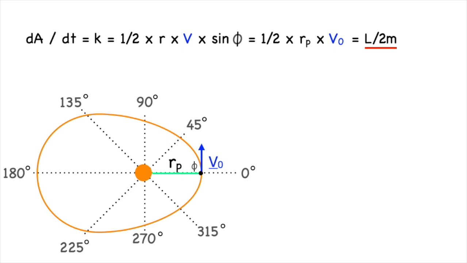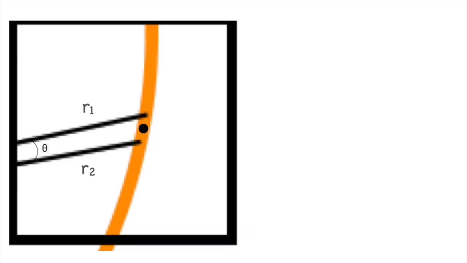And L divided by 2m reminds us that we can think of k being constant as a consequence of the law of conservation of angular momentum in our Sun-planet system, where the only force in effect is the gravitational force between the two. We now consider yet another useful way of thinking about the infinitesimal change in area, dA.